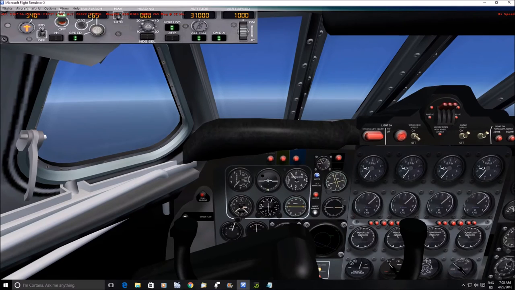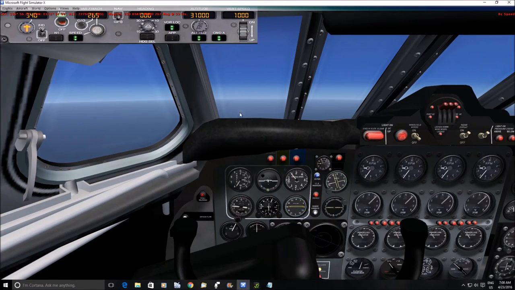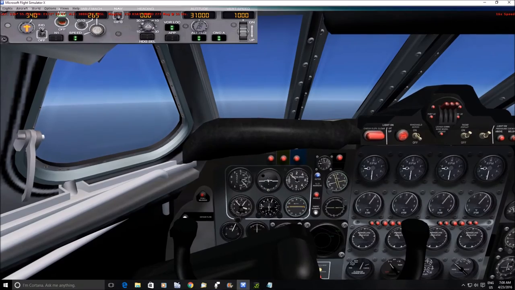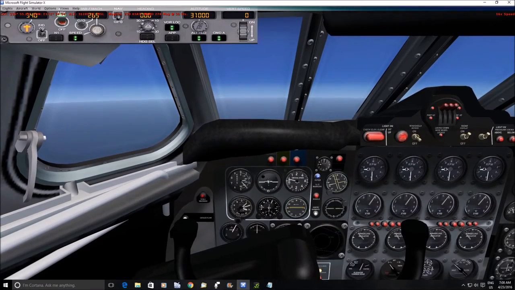Not to me, anyway. Oh, and it's dampening out. How do you like that? 28,000 feet. It's almost gone. Let's go 16 times on the simulator rate. Eh, not bad, not bad. Here we are, we're at 31,000 feet.